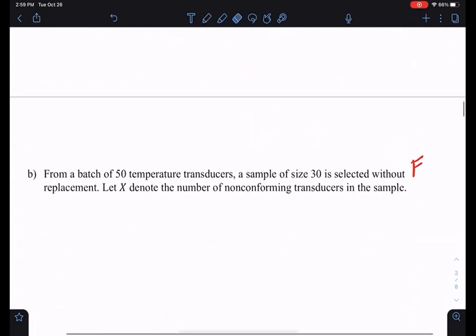And this part, they're asking you from a batch of 50 temperature transducers, a sample size of 30 is selected without replacement. That means the probability of one might affect the probability of the next. So that means that this is not binomial, or false.